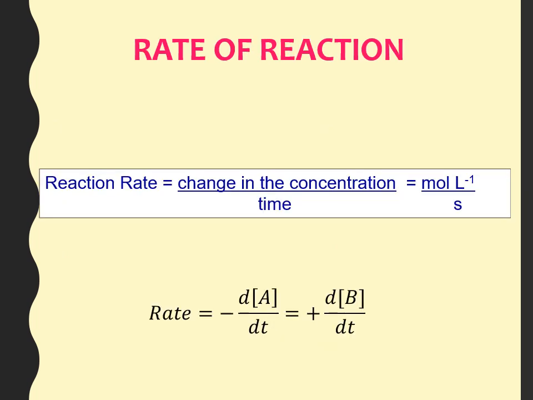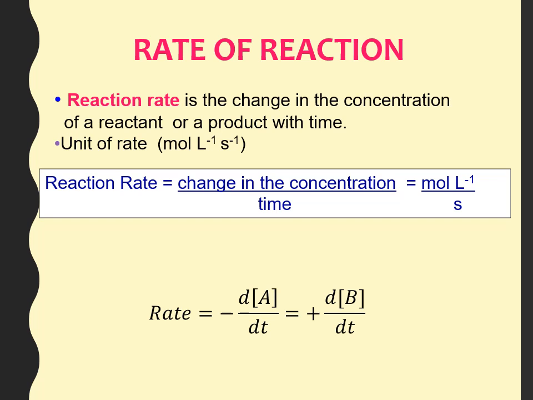Now, what is the rate of reaction? It's a change in concentration of a reactant or a product with time. The unit of rate would be mole per liter per second, or molar per second. So the reaction rate is equal to the change in the concentration over time, which is equal to mole per liter or molar per second.